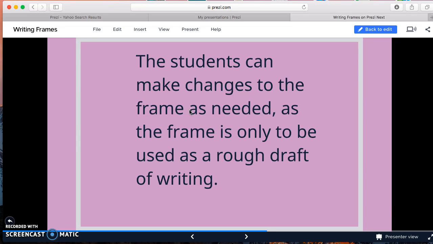As the frame is only to be used as a rough draft of writing, it is really important that teachers stress this because we don't want students to just get stuck on what's on the writing frame. We want them to know that they are able to make changes as they feel necessary.